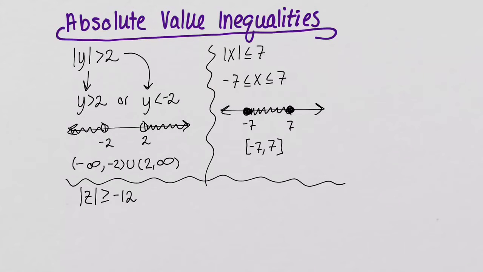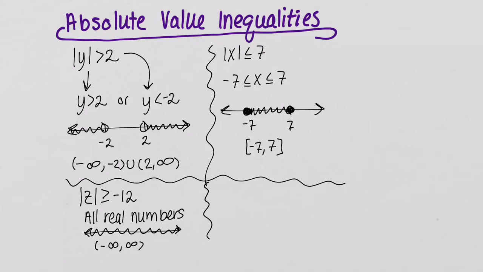So this guy right here, his solution is all real numbers. On a number line, that's literally just the whole number line. And interval notation would be negative infinity to positive infinity.